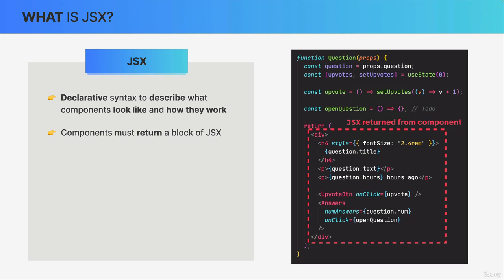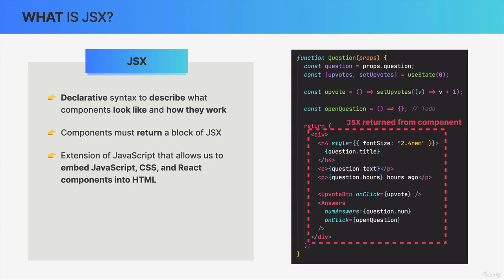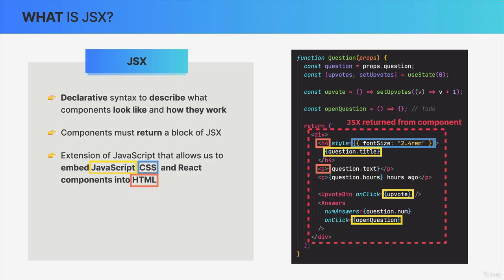Now, looking at this code, this JSX looks a lot like HTML, right? But in fact, JSX is an extension of JavaScript, which allows us to combine parts of HTML, CSS, and JavaScript all into one block of code. So basically, we can write HTML and embed some pieces of JavaScript where necessary, for example, to reference some JavaScript variables. And we can even reference other React components so that we can then combine, nest, and reuse multiple components.